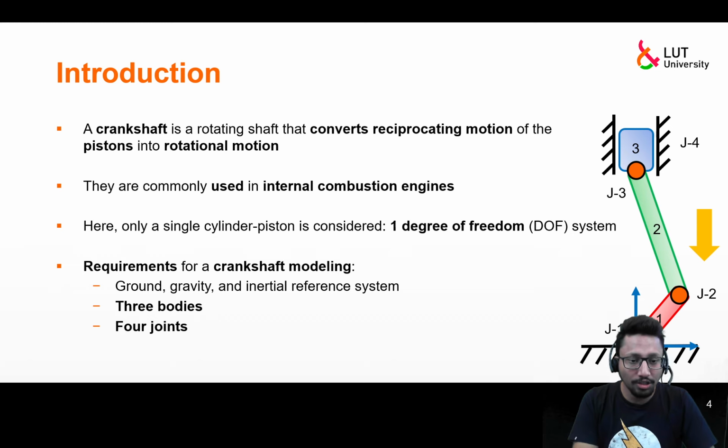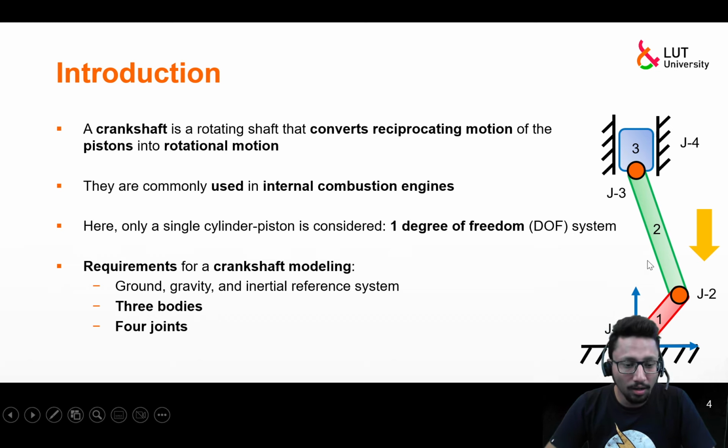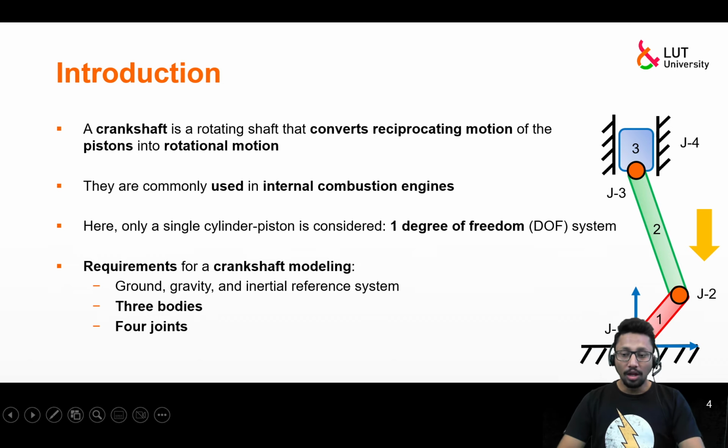Now, if you see this picture, how many bodies are required? We can see there is a red body, green body, and blue body. So, 3 bodies. Now, there are some joints between each body and also between the bodies and the ground. So, we will need 4 joints. One joint between ground and body 1, second joint between body 1 and body 2, third joint between body 2 and body 3, and fourth joint between body 3 and the ground, which is the sliding joint.